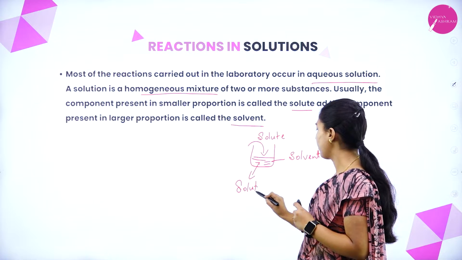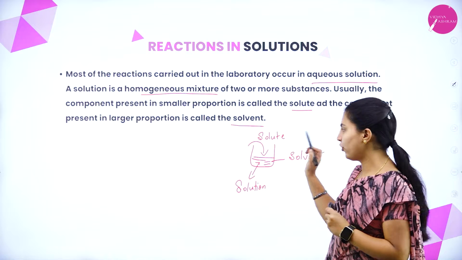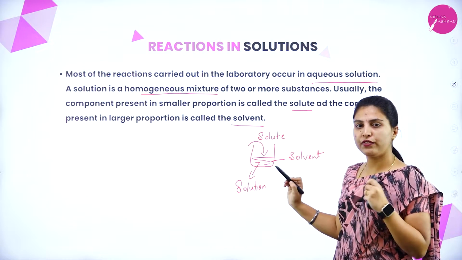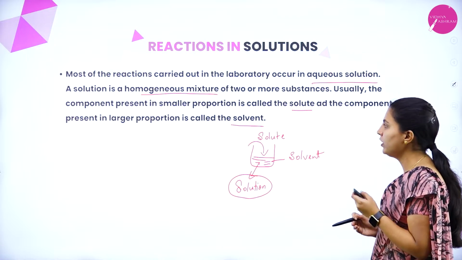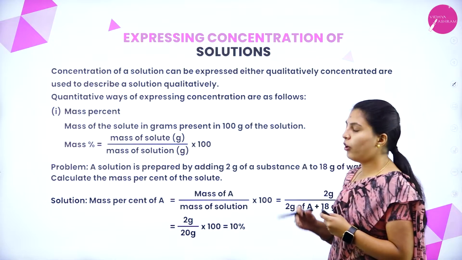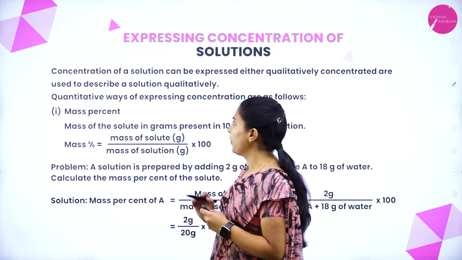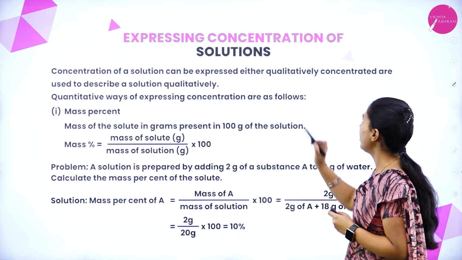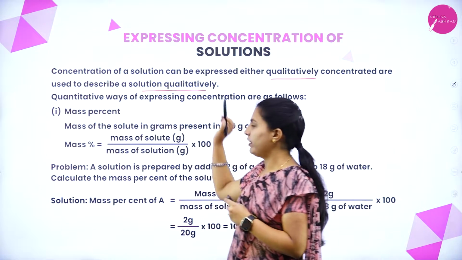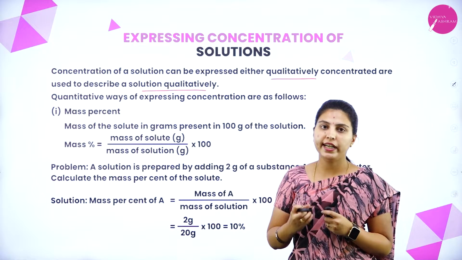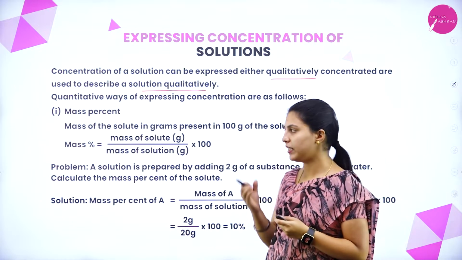After mixing up, it will form solution. Right? The smaller proportion we are using is the solute, and adding it to the larger proportion of solvent, it will form the overall solution. This is the reaction that will be seen in solution. What are the terms we'll use to express the concentration of a solution? We'll see now. The concentration of a solution can be expressed qualitatively or quantitatively. To see how much solute is present in the solution, the concentration will be expressed in so many terms.